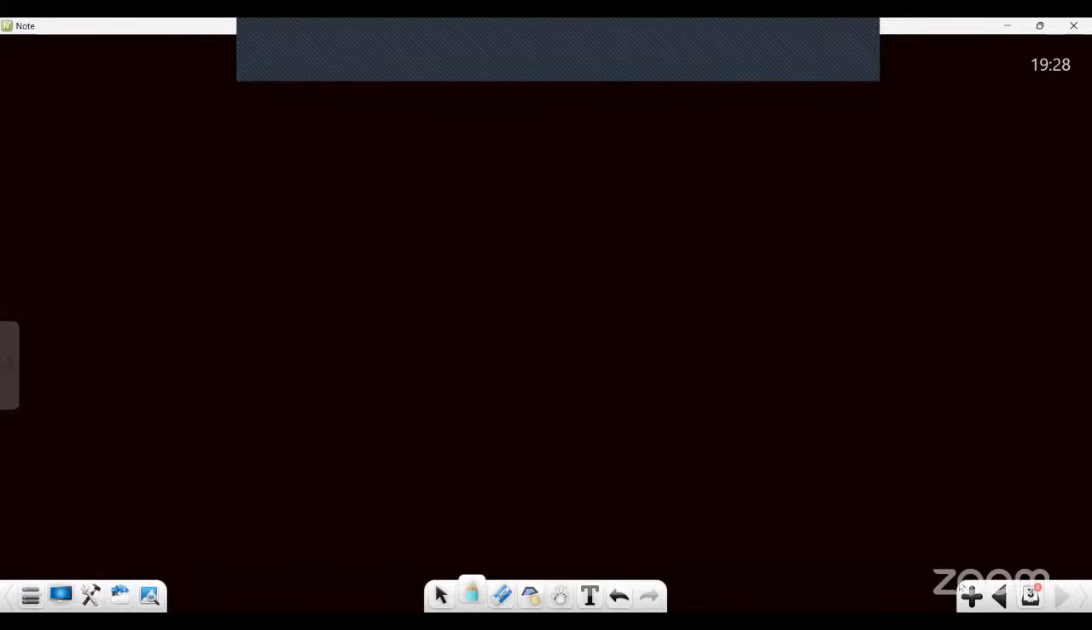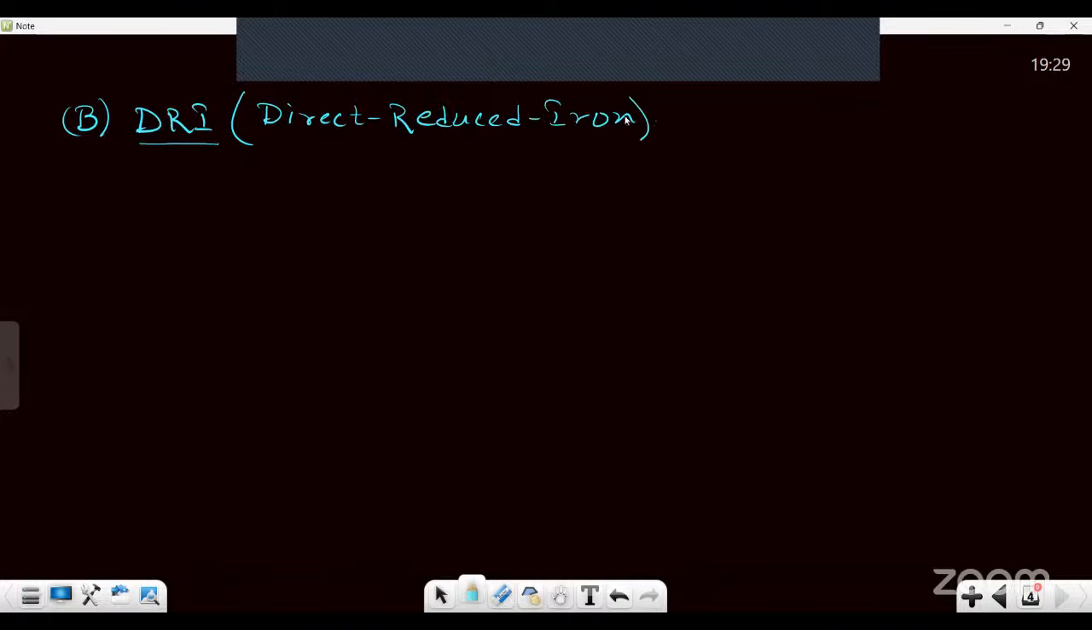And another route that we have is what we call the DRI route. And what is the DRI route? That is called the direct reduced iron. DRI here stands for direct reduced iron. So please focus on the abbreviations also. Sometimes questions come directly from the abbreviations, asking what DRI stands for.